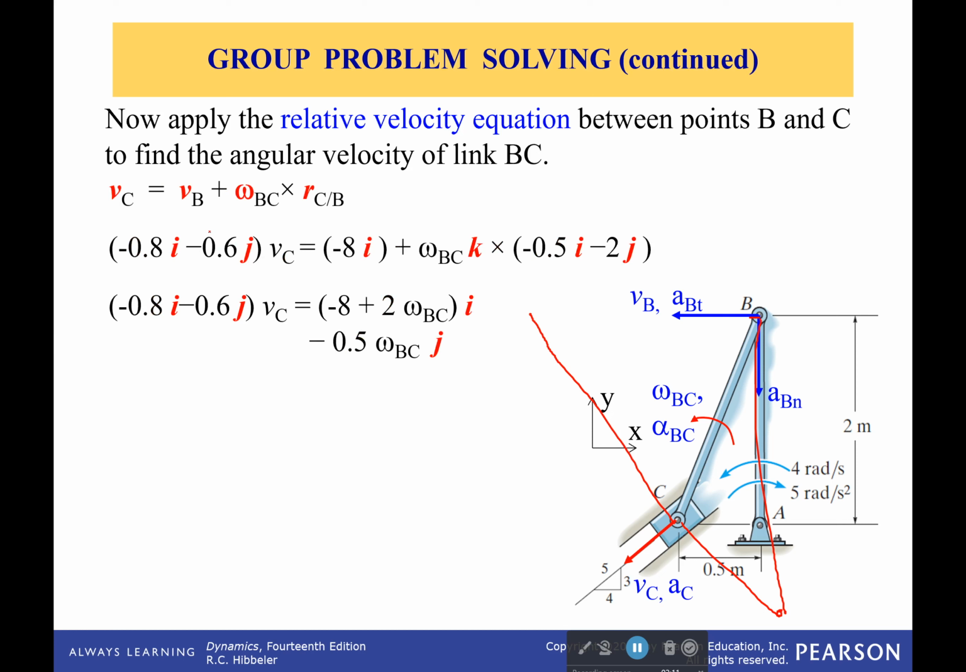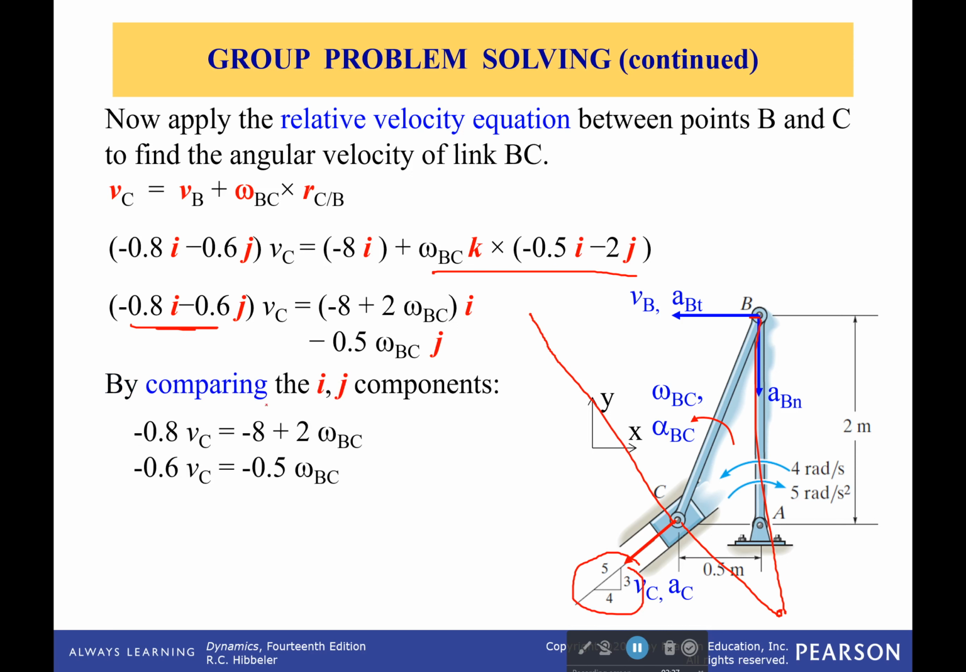So we plug everything in here. We're very, very careful with our cross product, and we get an equation. If you're wondering where this came from, it's because we have this little slope triangle here to help us out. With that in mind, we have two equations, because we equate the i and the j components, two unknowns, and while I hate to do it, we have some algebra. So we solve, and we get that the angular velocity of BC will be 3 radians per second, and the velocity of point C will be 2.5 meters per second.